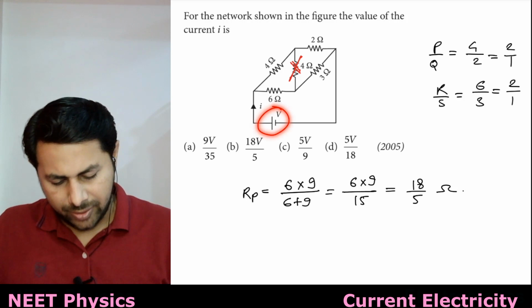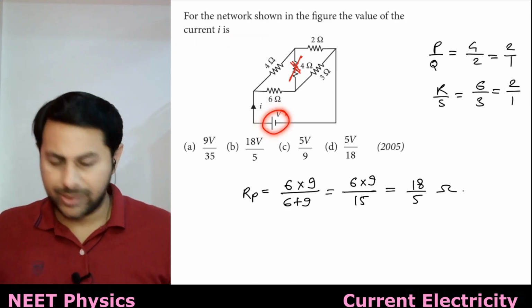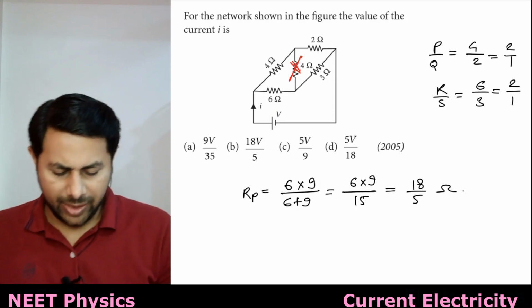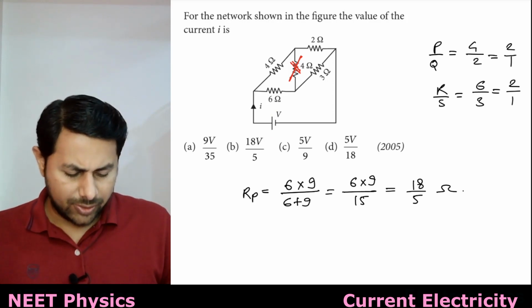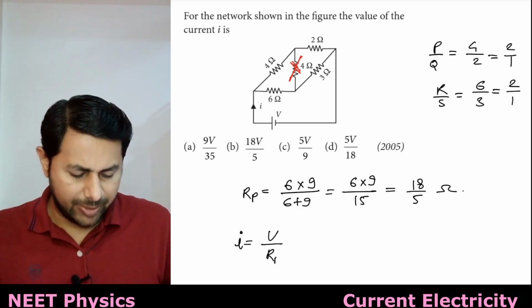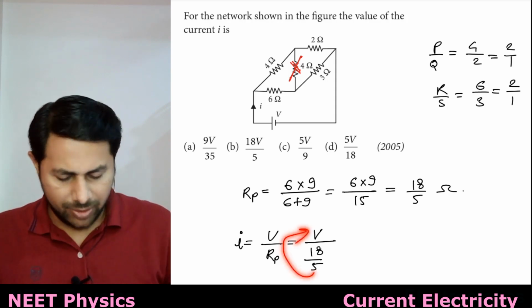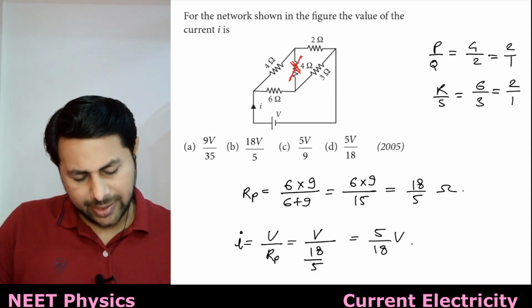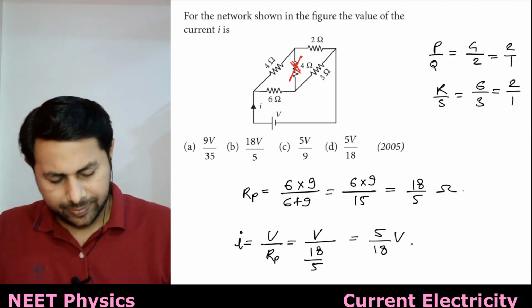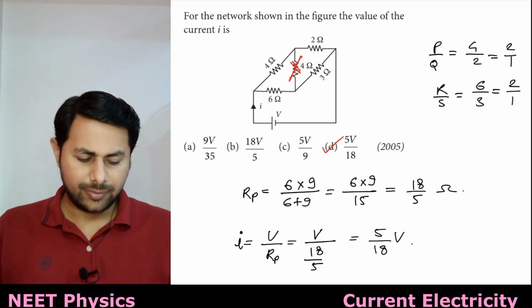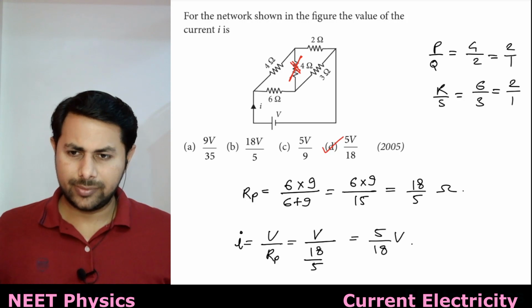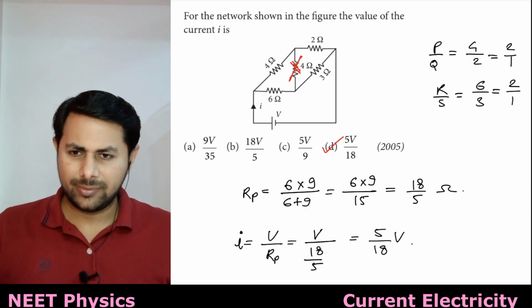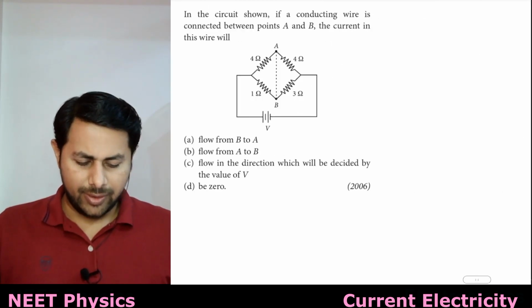And you want the current. The voltage value is not given, so let's just take V divided by the total resistance. The current is V divided by Rp, that is V divided by 18 by 5. Move that 5 to the numerator, so it is 5 by 18 times V. That's the answer, 5 by 18 times V. Option D. Okay, this one is clear. Yes, Nikita. Good. Let's see the next one.